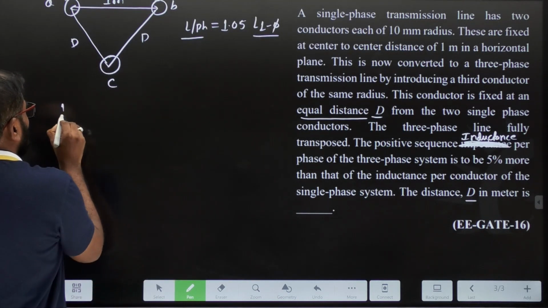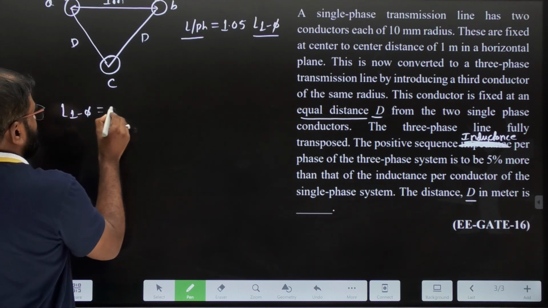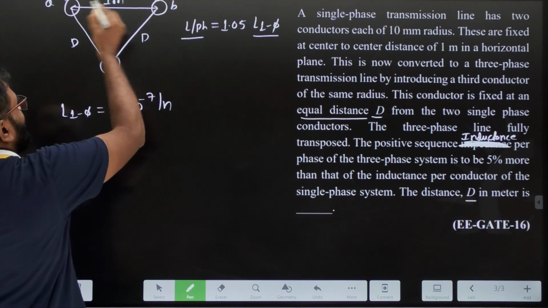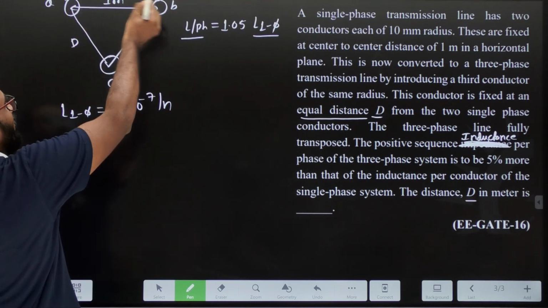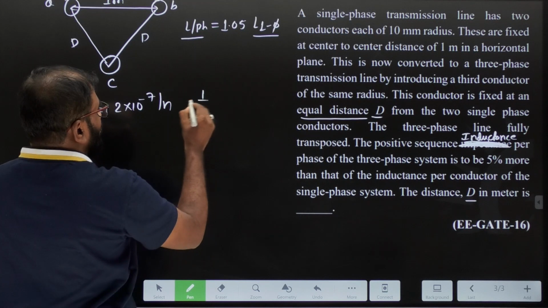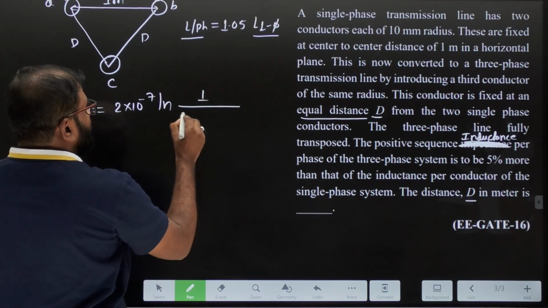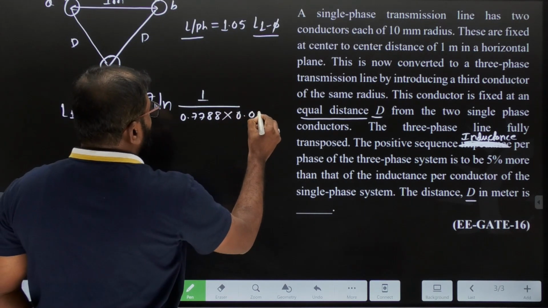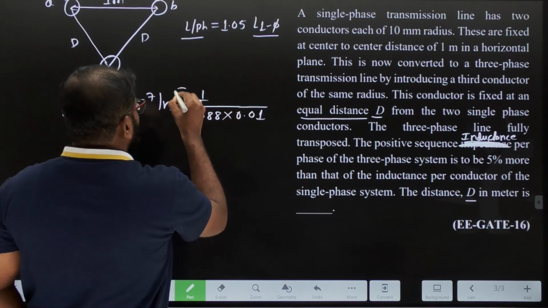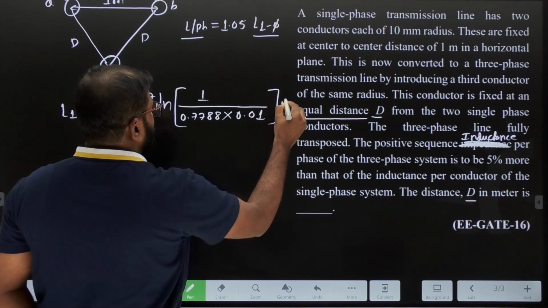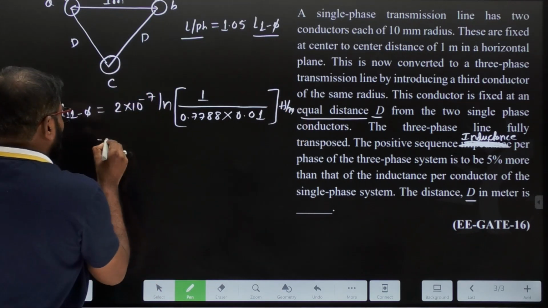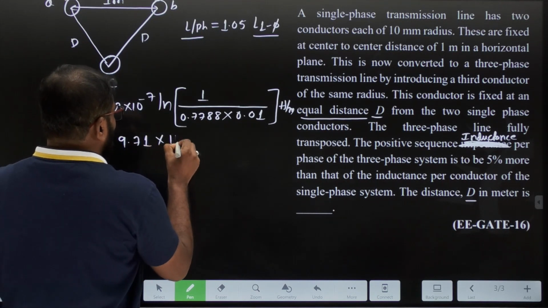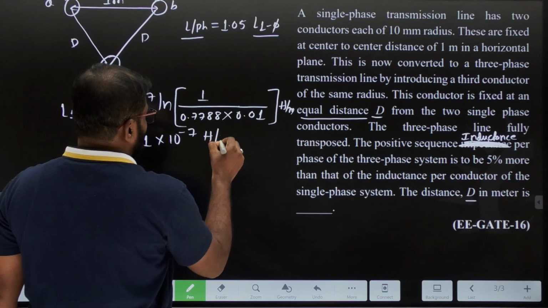What is the formula for L single phase? L single phase is 2 into 10 power minus 7 ln of spacing between the conductors divided by R dash. Initially only these two conductors are there. What is the spacing between them? 1. And R dash is 0.7788 times R. What is R given? 0.01 meters. 10 mm means 0.01. So I will get this in Henry per meter. If I solve this, we get 9.71 into 10 power minus 7 Henry per meter. Clear?